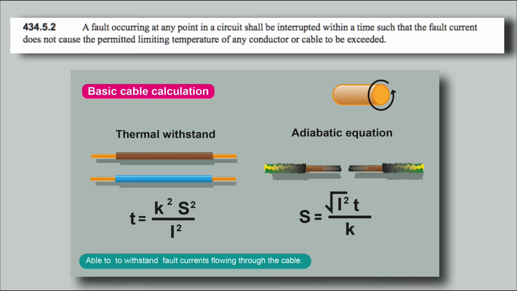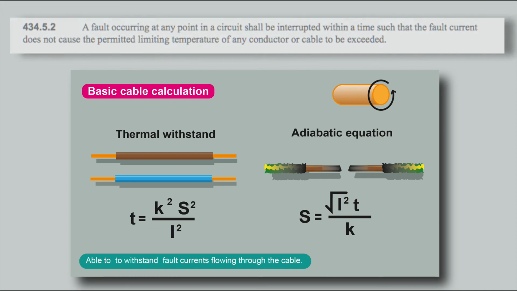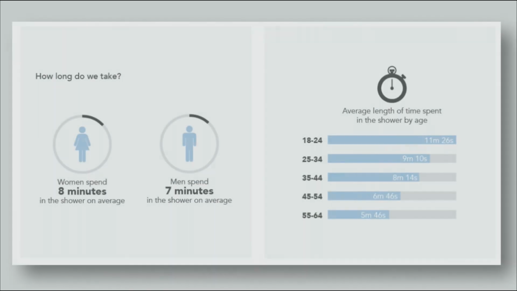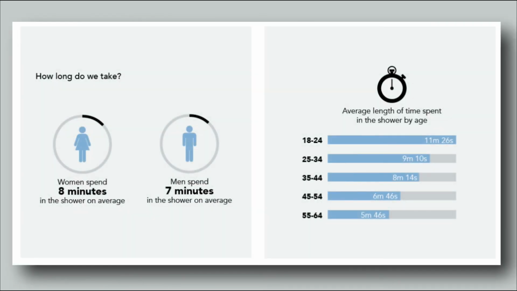This is basically saying that the protected device should operate within a time where the permitted limiting temperature of any conductor or cable has not been exceeded. Your cable calculations are very much based on the maths. You've also got to consider the nature of the load.